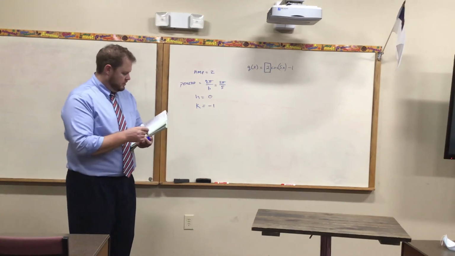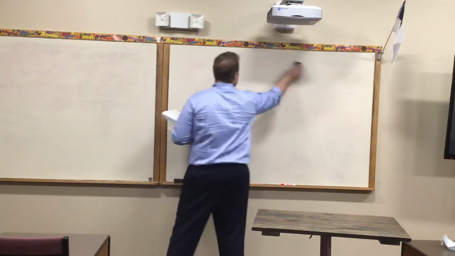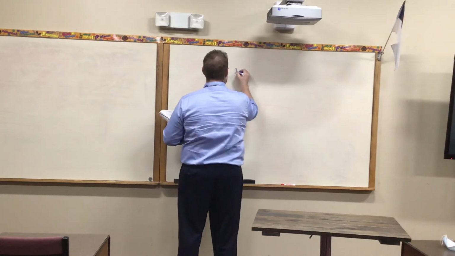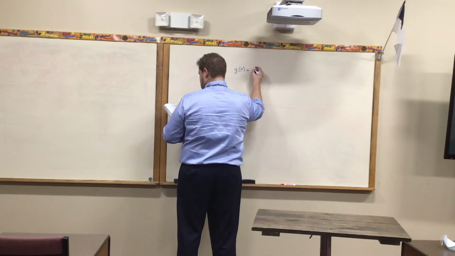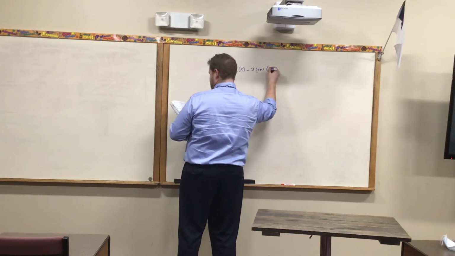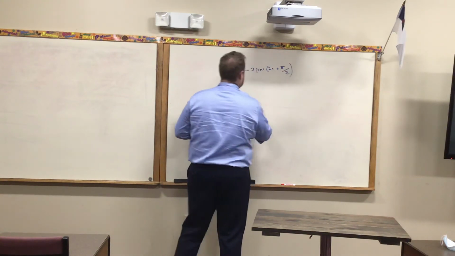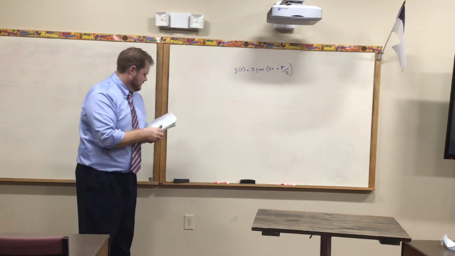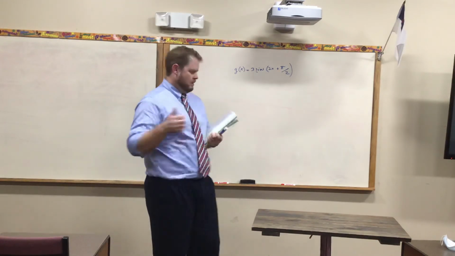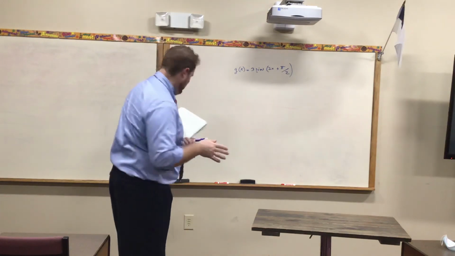Good. So let's do number 26. That's all you're looking for in that problem. Number 26 says: graph g of x equals 3 sine of (2x plus pi over 2). First steps when you're graphing: you have to find your amplitude, your period, your translation, and then you can draw it. Okay, so here we go.